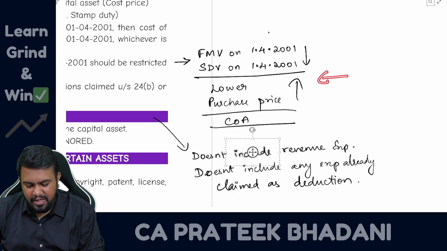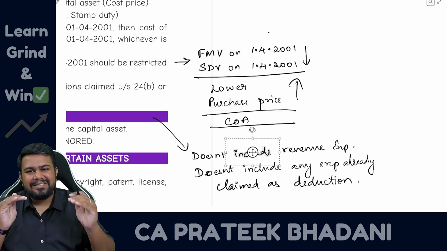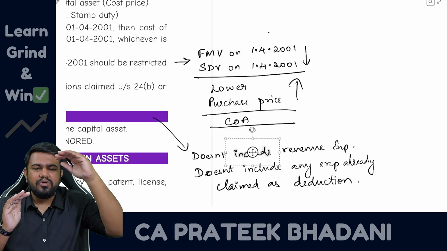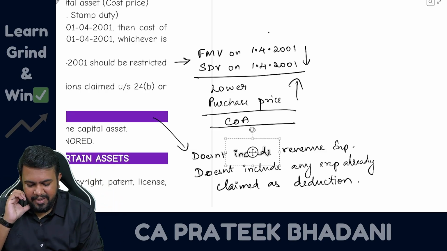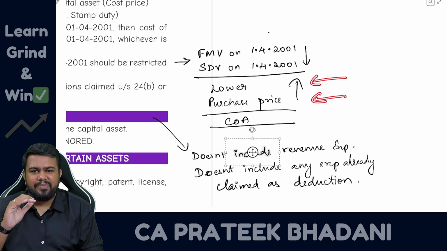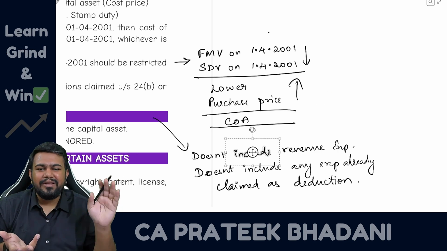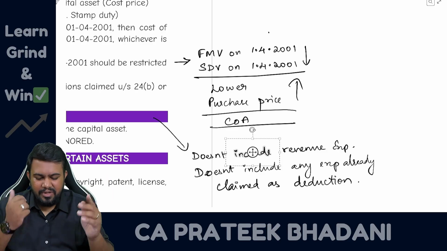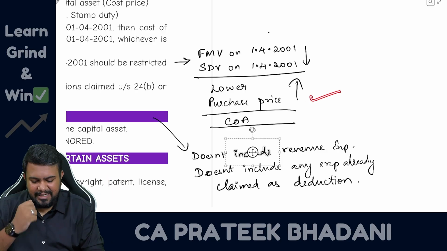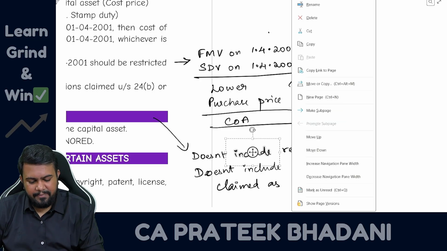Basically, you are restricting the fair market value to the stamp duty value. Maximum fair market value should only be up to stamp duty value. That is why fair market value or stamp duty value, whichever is lower, this lower amount or purchase price. If your actual purchase price itself is high, then why get bothered about the 1/4/2001 value? Then you will take the actual purchase price. That is why the lower value or actual purchase price, whichever is higher, will give you the cost of acquisition. So you get my point?